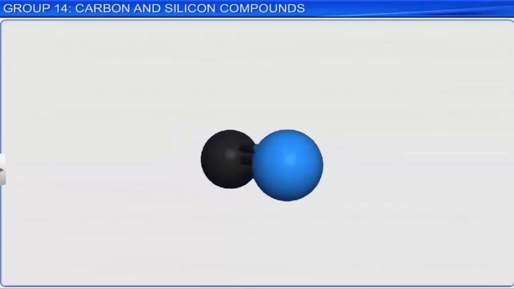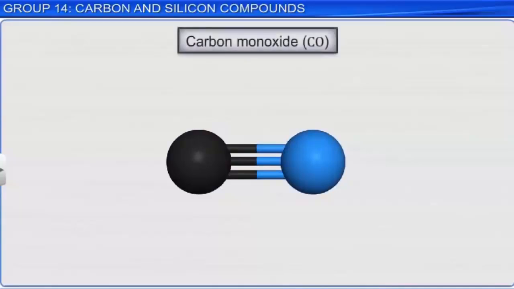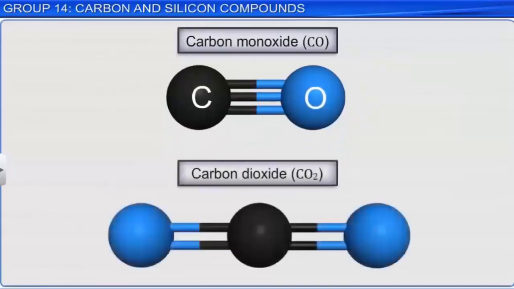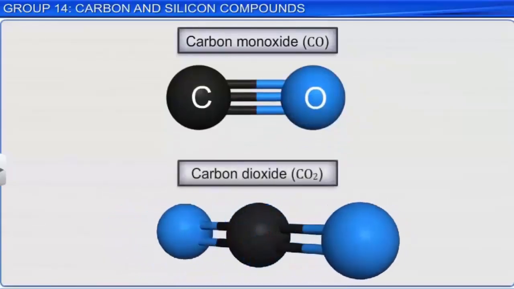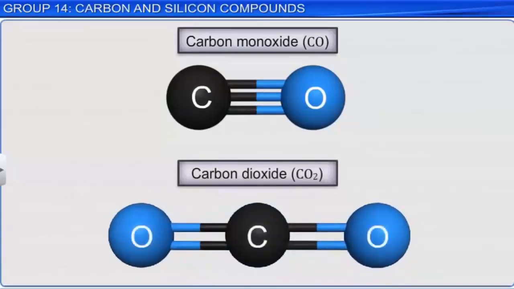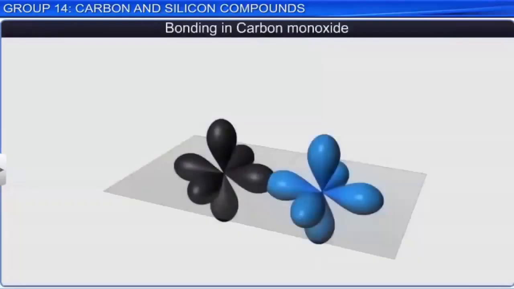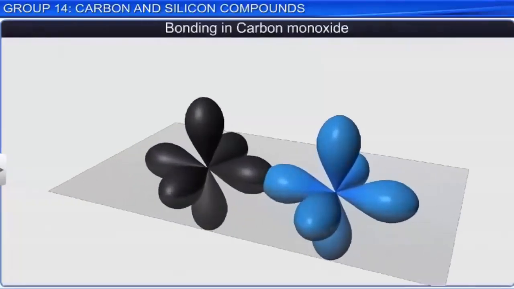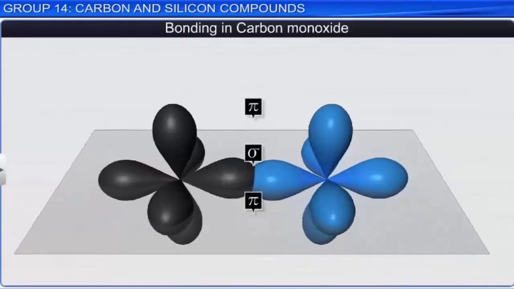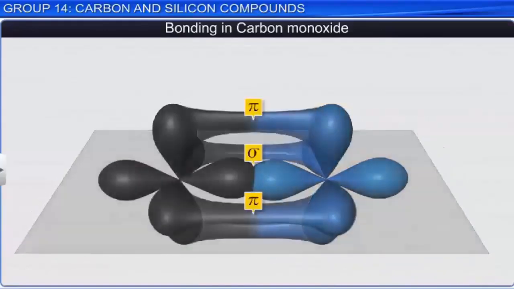We'll start with the oxides of carbon: carbon monoxide, with the chemical formula CO, and carbon dioxide, CO2. Carbon monoxide is a colorless, odorless gas that is nearly insoluble in water. The carbon monoxide molecule contains 1 sigma bond and 2 pi bonds, as shown in the illustration.